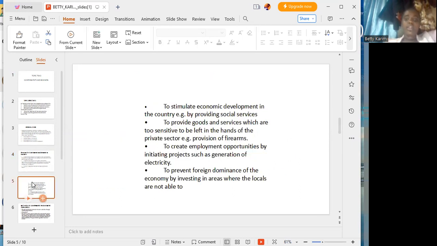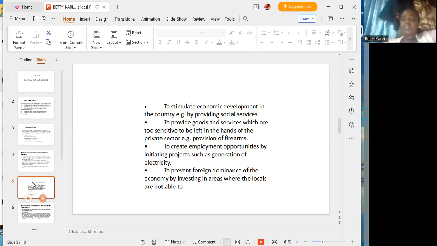The other one is to stimulate economic development in the country, for example, by providing social services. They also provide goods and services which are too sensitive to be left in the hands of the private sector. For example, firearms. Such goods and services, when left in the hands of the private sector, might cause harm. Therefore, the government takes the initiative of providing those goods and services themselves.